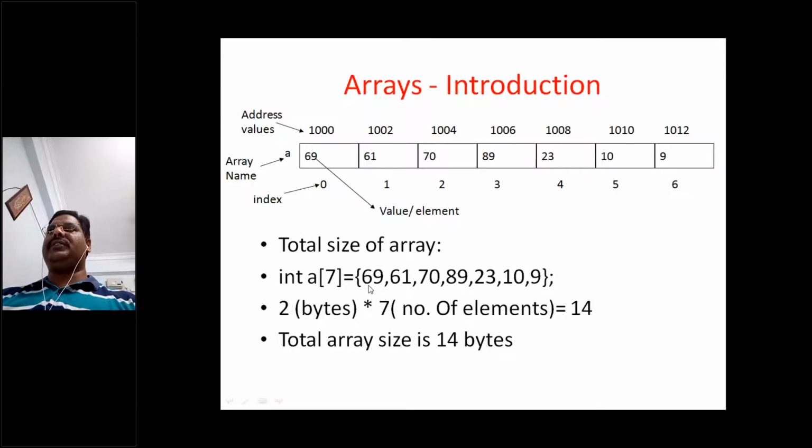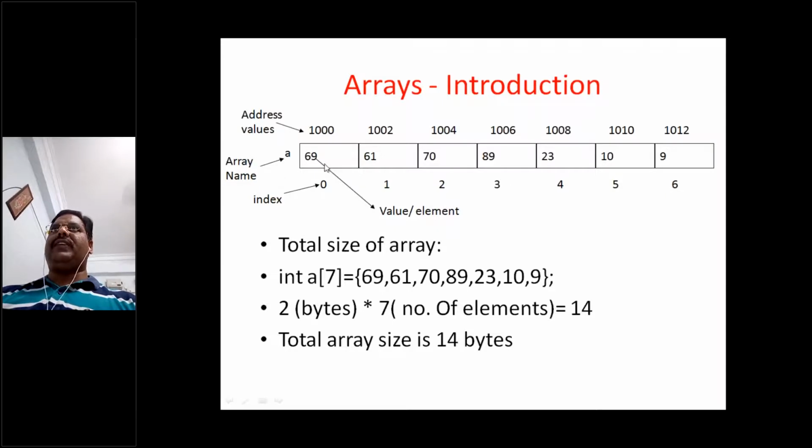That is equal to 69, 61, 1, 2, 3, 4, 5, 6, and 7. These are the 7 values that I'm going to be storing into array A. Then how it is going to be stored, we will see. You can come to here. This is the complete pictorial representation you can see.